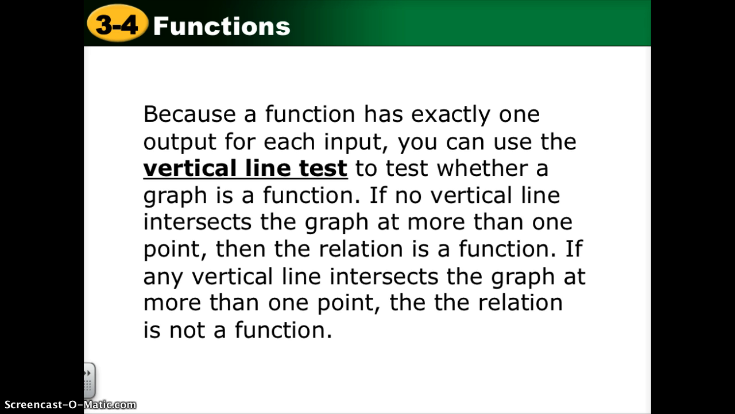When we're looking at a graph, we also have a way to check. Because a function has exactly one output for each input, you can use the vertical line test to test whether a graph is a function. If no vertical line intersects the graph at more than one point, then the relation is a function. If any vertical line intersects the graph at more than one point, then the relation is not a function. Vertical line test, that's an important term. You're going to want to have that in your notes. And you're also going to want to remember a vertical line is one that goes up and down.